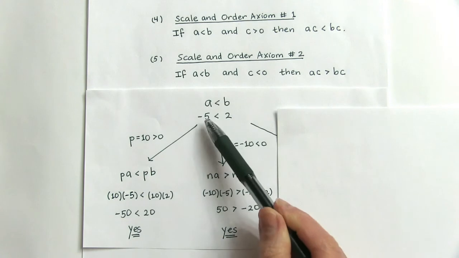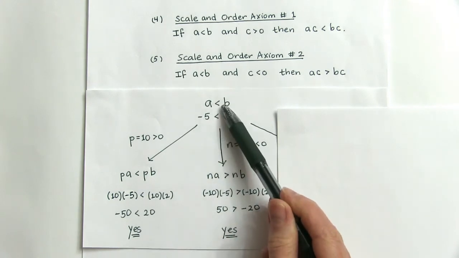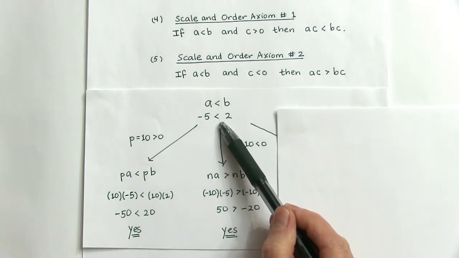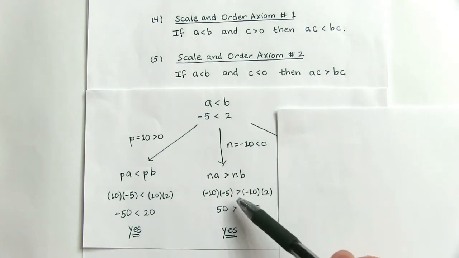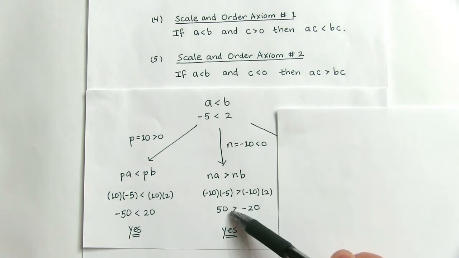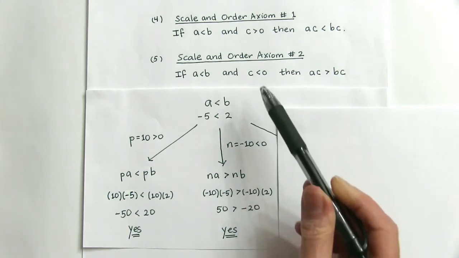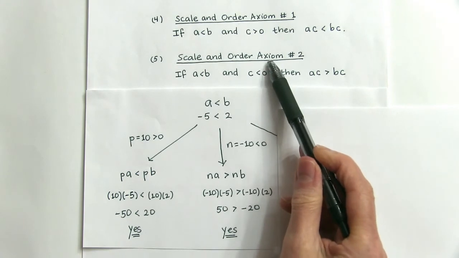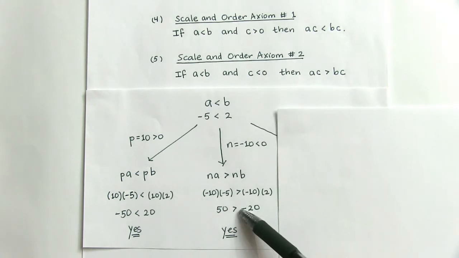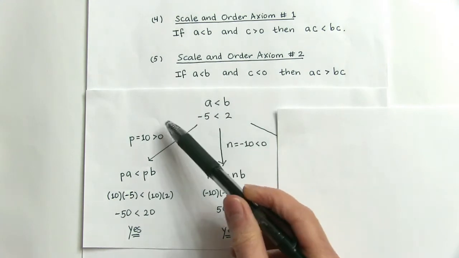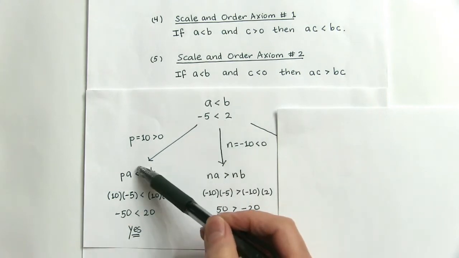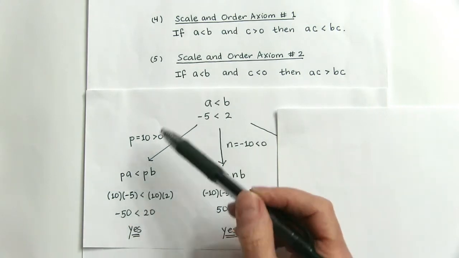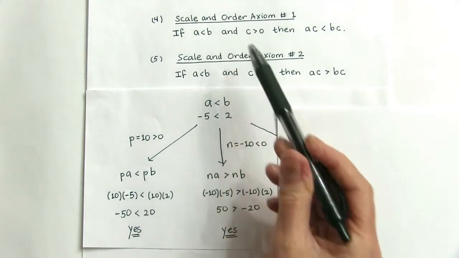So we started with an inequality that points to the left, and when we multiply both sides of the inequality by this negative number, we ended up with an inequality that points to the right. And that's scale and order axiom number 2. It always works that way. And when I multiply both sides of the inequality by a positive number, the direction of the inequality remains unchanged, and that's scale and order axiom number 1.